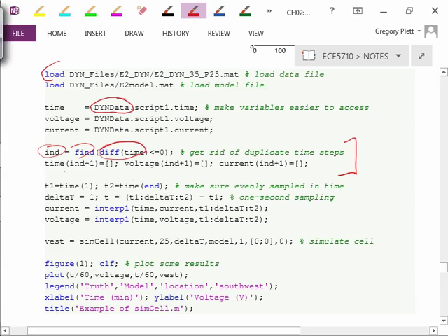What I do then, time index plus 1, I delete the second one. I replace that value in the vector with an empty value, so I delete it. Same with the voltage and same with current. So I'm just deleting here the duplicate time steps in order to not confuse my poor simulator.